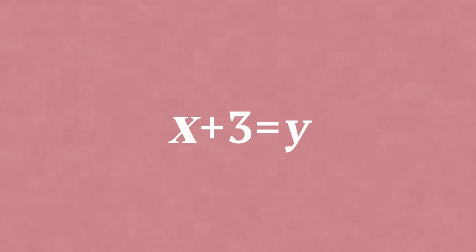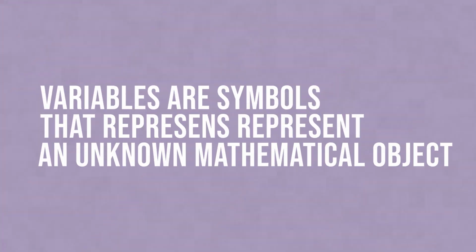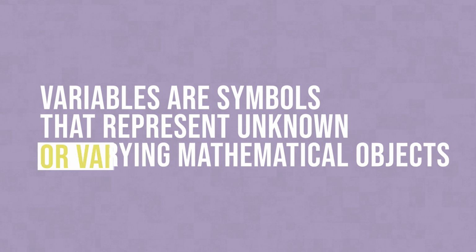Here, the variables x and y represent a whole domain and range of values. In other words, x and y vary. Okay, I think we're ready for the final version of our definition. Variables are symbols that represent unknown or varying mathematical objects.